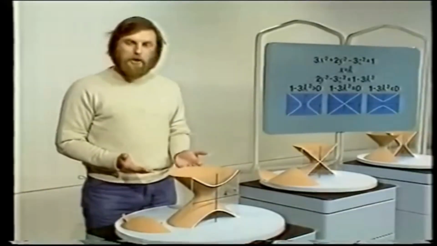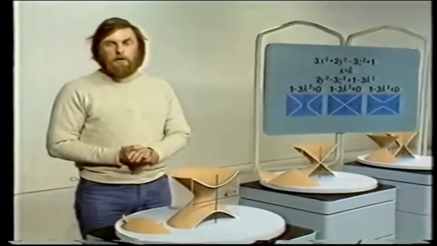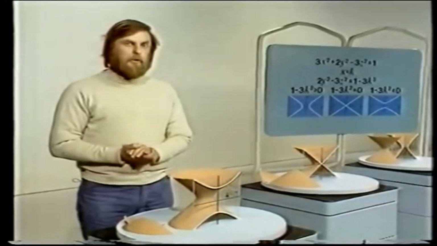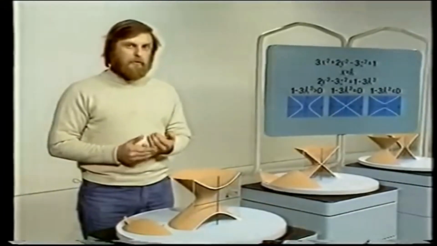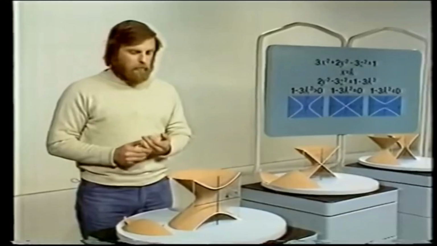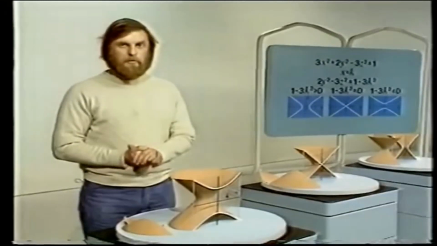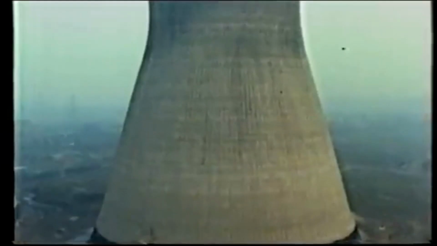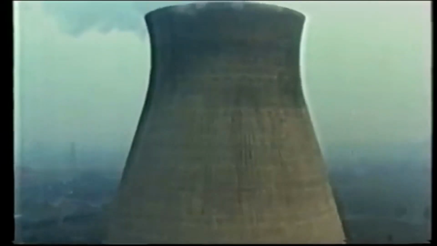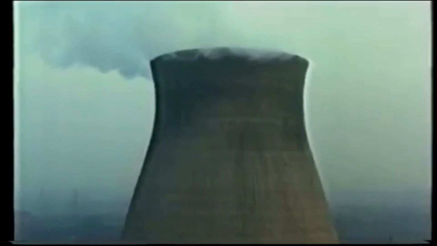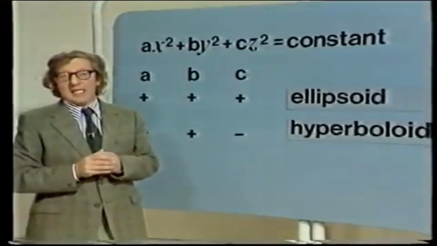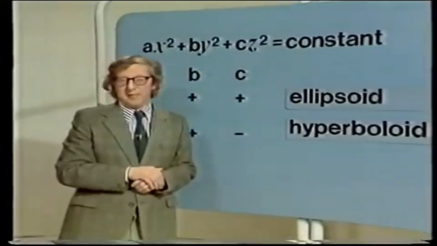Well, shapes like this, whose equations have, first of all, a positive constant, and then two positive coefficients and one negative coefficient, we call hyperboloids. And I bet you've seen a hyperboloid before, even though you may not realize it. Well, what you've just seen is a special case of a hyperboloid with a circular section.